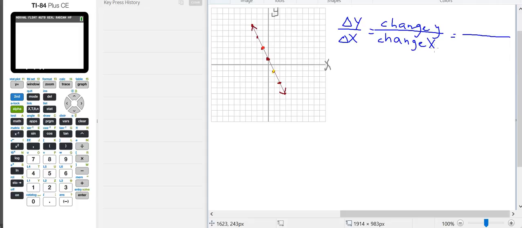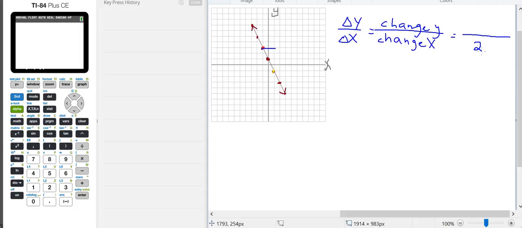Let's first look at the change in our x values. We always want to move from left to right. So let's start with the red point, and let's move as far to the right as we can until we're directly over the yellow point. 1, 2. We move 2 boxes to the right, so our change in x values is going to be 2.